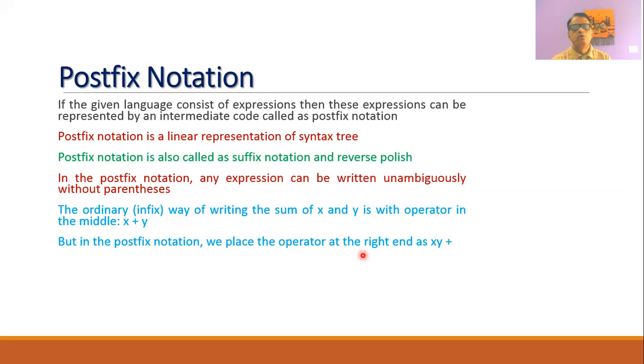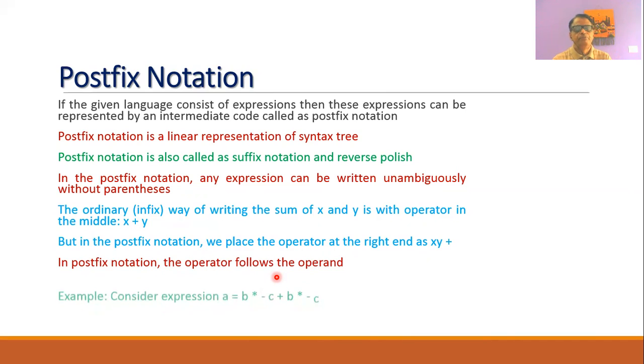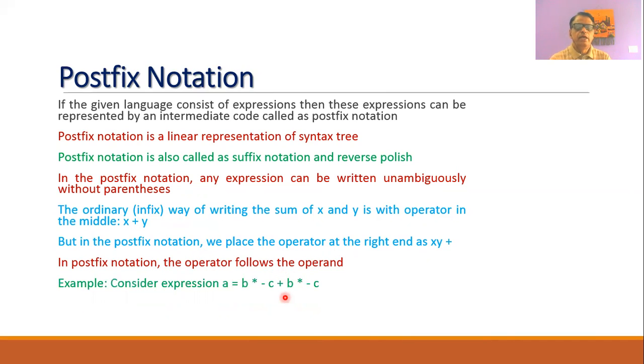So whenever we want to write the same expression, it can be written as x, y, followed by the plus sign. In postfix notation, the operator will follow the operand. So operands are written first, and then we write the operator symbol. Say, for example, we have been given an expression A is assigned B star minus C plus B star minus C. So this is the infix form of the expression.